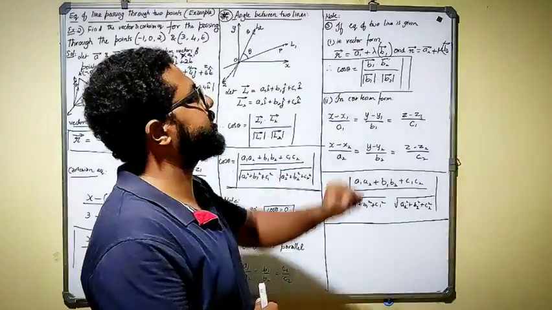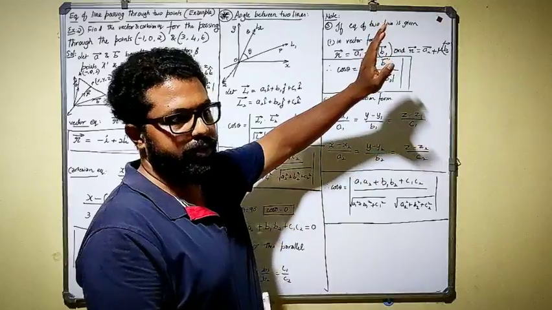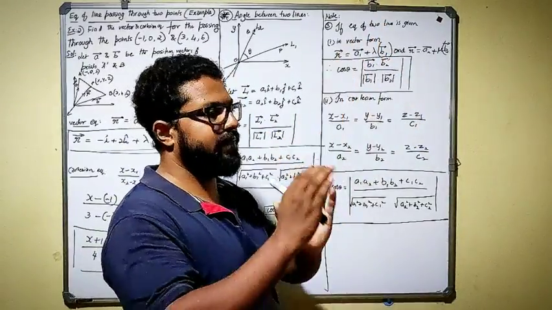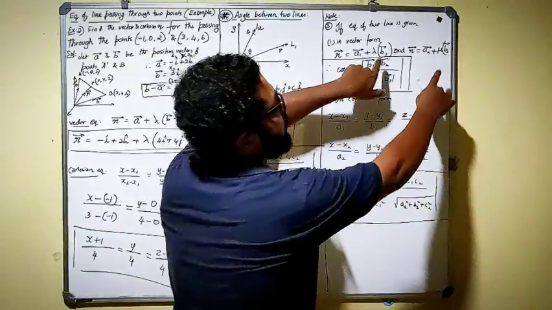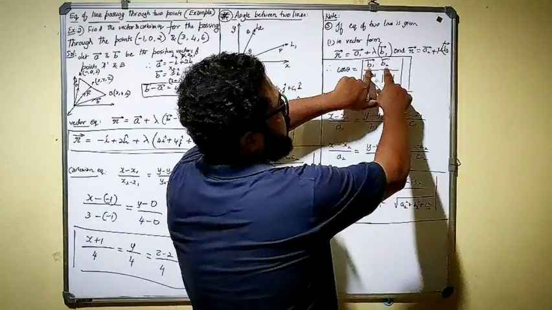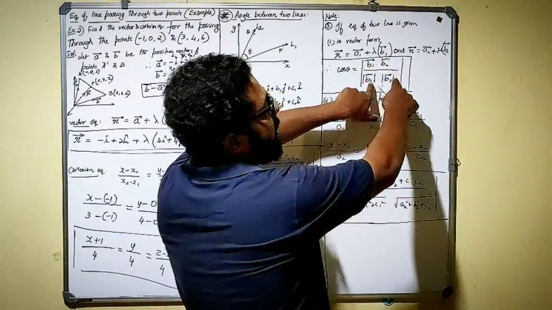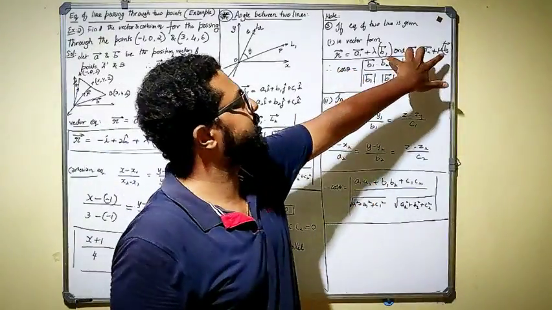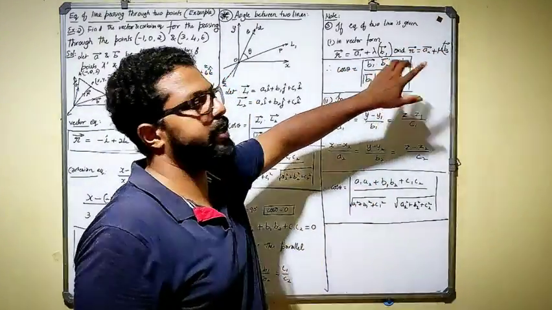Or what you can do is, if some random equation is given to you, convert it into vector form such that a lambda is written and then a vector comes. Then just look at these two vectors, take their dot product, find their magnitudes and substitute in this formula. Simple as that. You just need to look at these two positions and use them to find the angle between the two vectors.